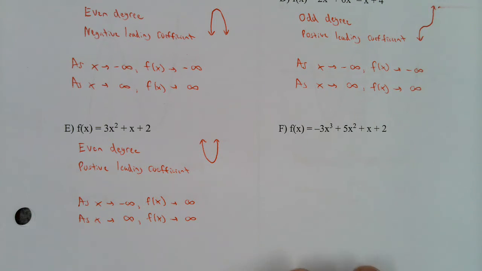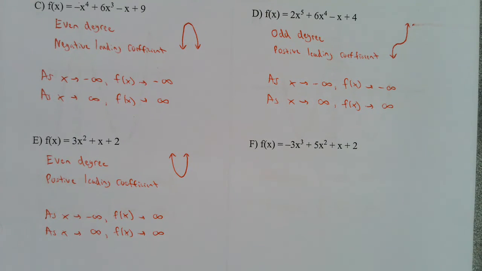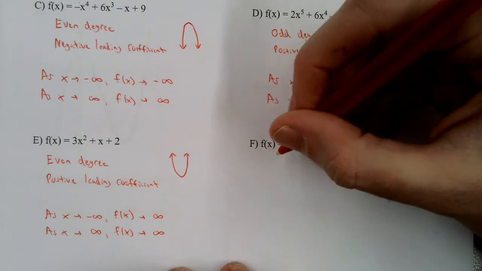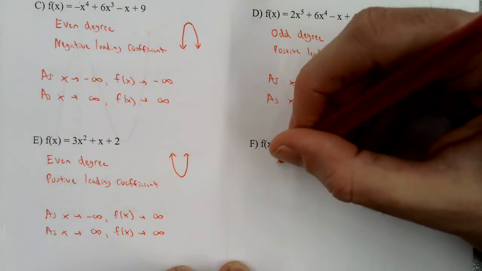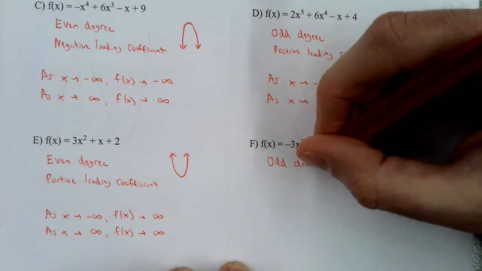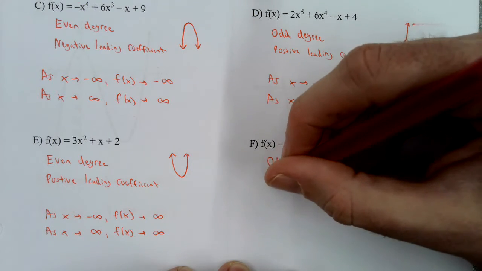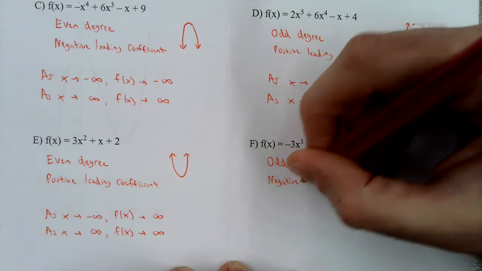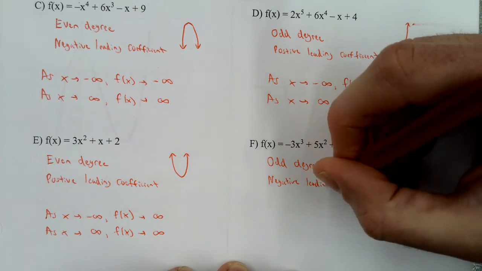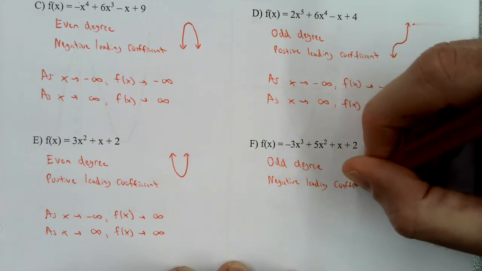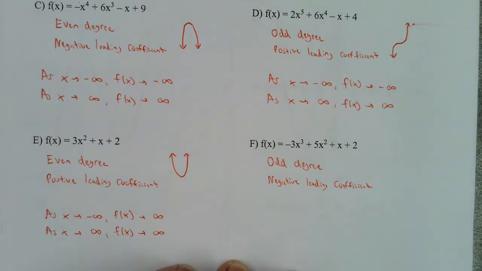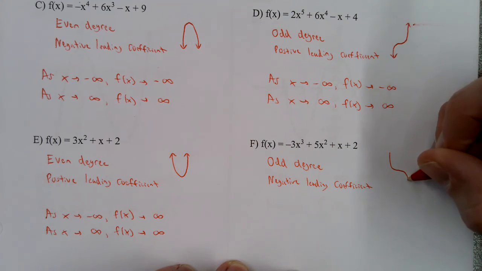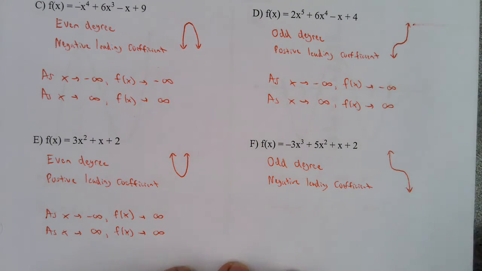And there's 4 possibilities. So this last one is the remaining one. This one has odd degree because it's degree 3. And a negative leading coefficient because it's negative 3. So if we think back to the previous page, it's the graph that looks like that. Draw a quick sketch to help you.